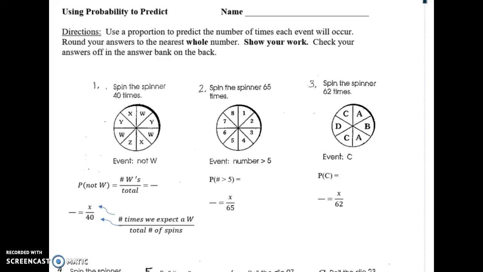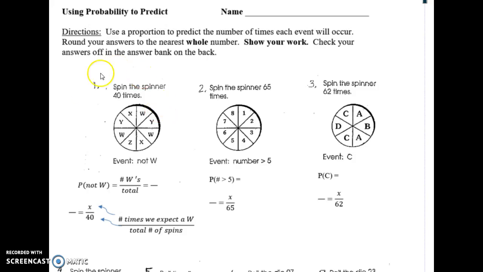Okay, ladies and gentlemen, this lesson is about using probability to predict. You're going to use a proportion to predict the number of times each event will occur. You're going to round your answers to the nearest whole number, making sure that you show your work, and then check your answers off in the answer bank that I placed at the back of this assignment.